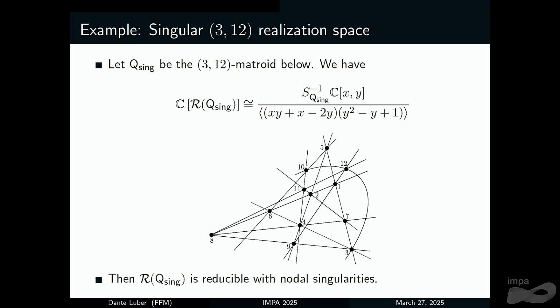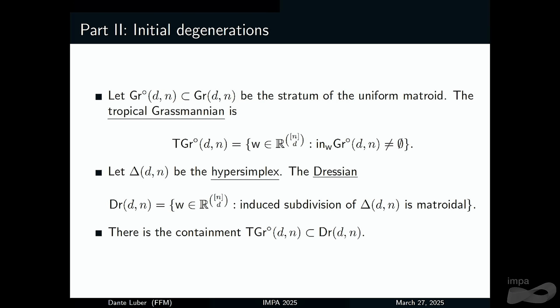Yeah, okay, so that's one of the examples, but we actually found 76 examples of matroids with singular realization spaces in rank 3 on 12 elements, and our search was not exhaustive. I should say that. So there's more. All right, so the second part of my talk is about initial degenerations of Grassmannians.